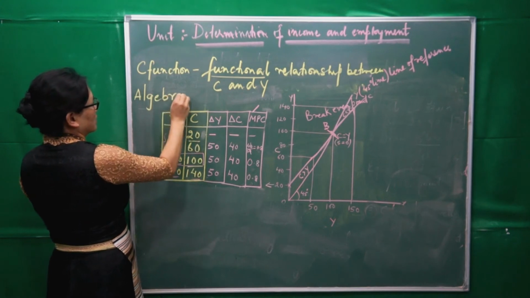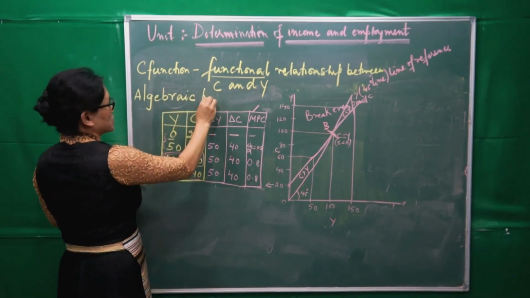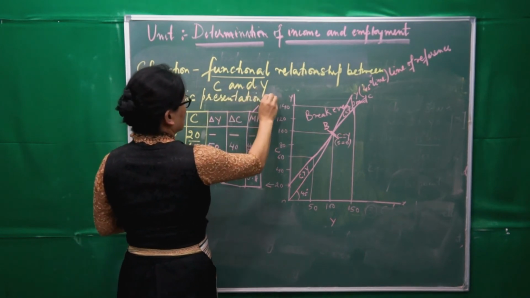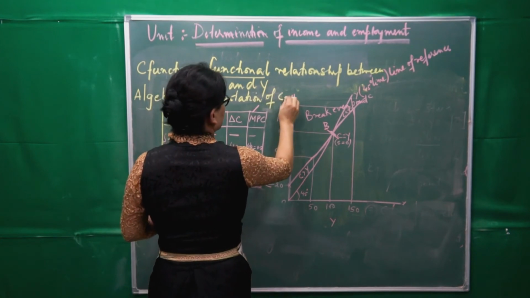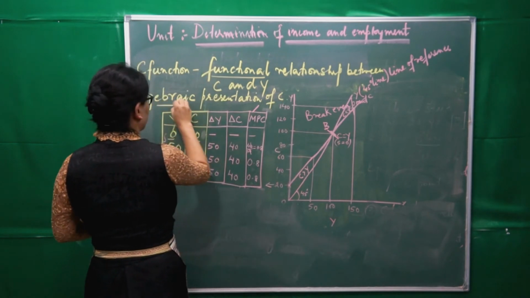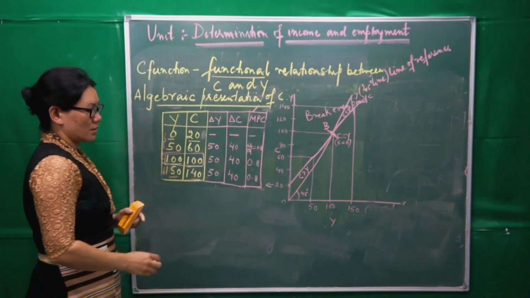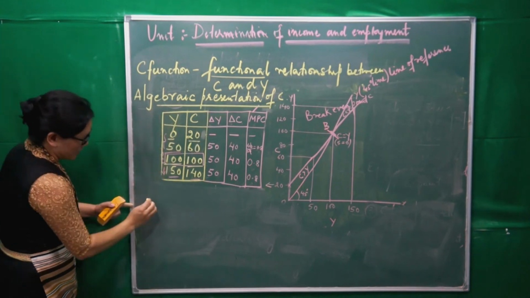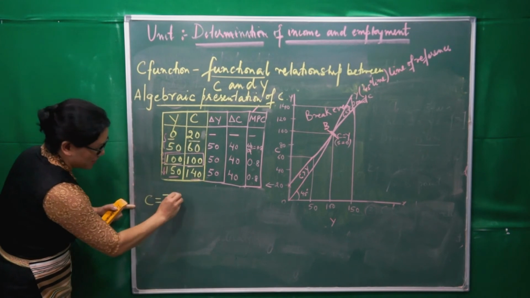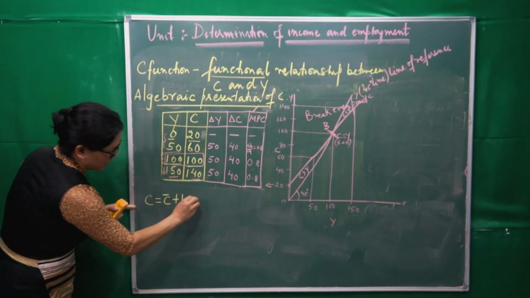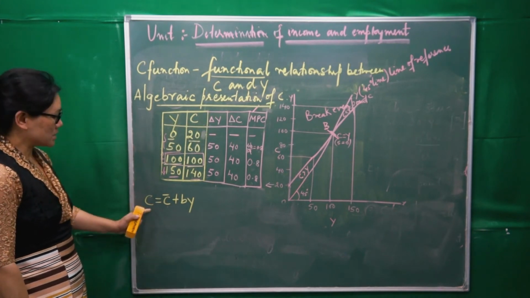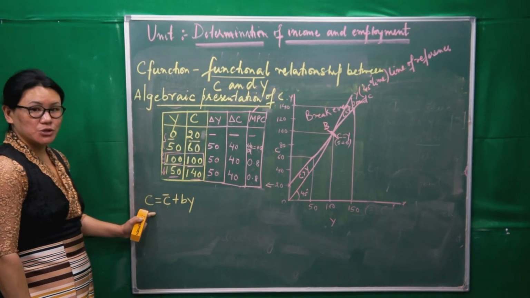The topic is the algebraic presentation of the C function, the consumption function. All right. So C is equal to C bar plus BY. Okay, so this is the algebraic presentation of the C function.